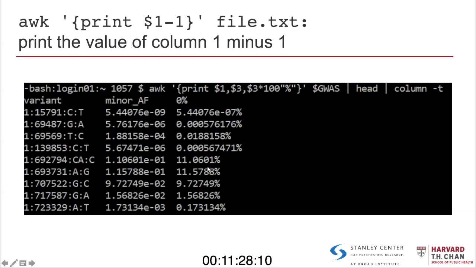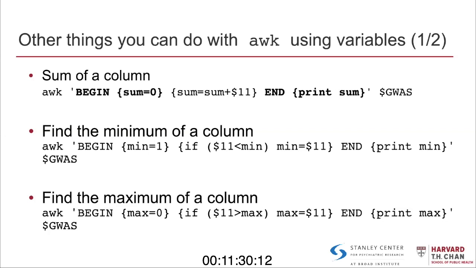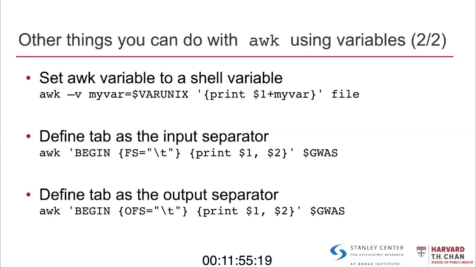So there are a lot of things you can do with awk by defining some variables at the beginning of your command, by specifying, for example, here that you have a variable called sum, which has the value 0. By defining some variables, you can use awk to compute the sum of a column, to find the minimum of a column, or to find the maximum of a column.